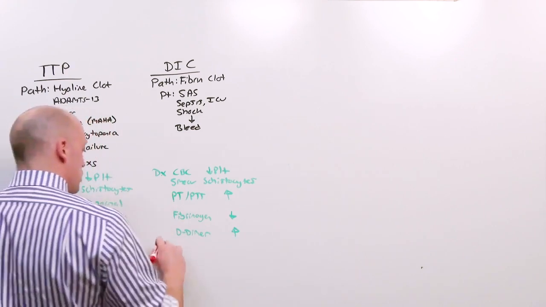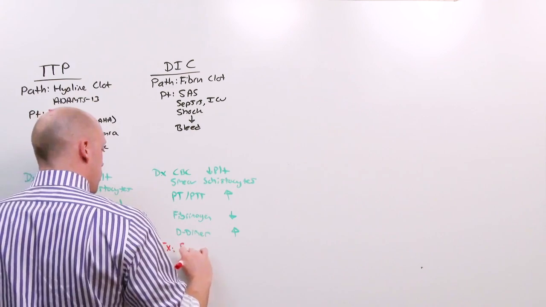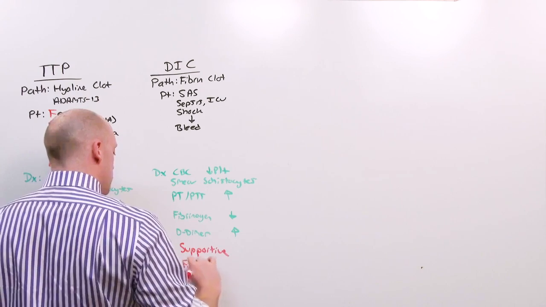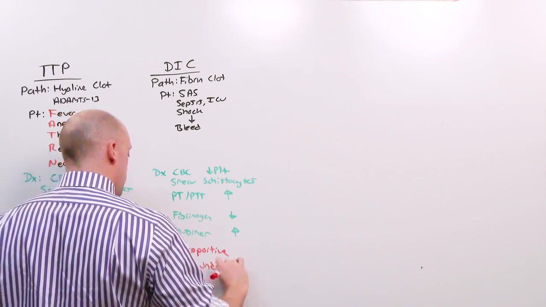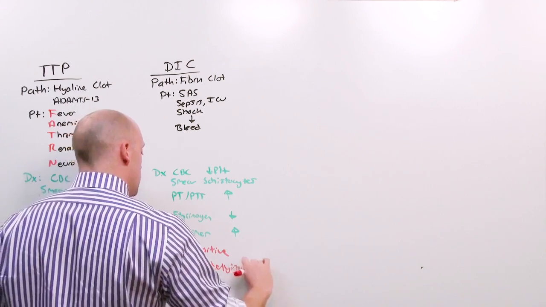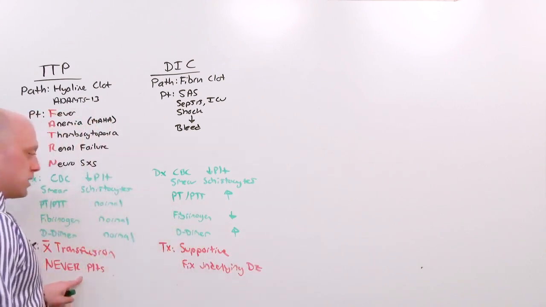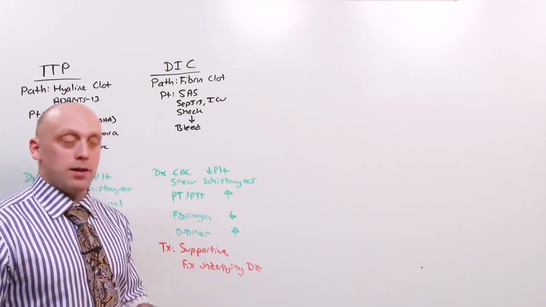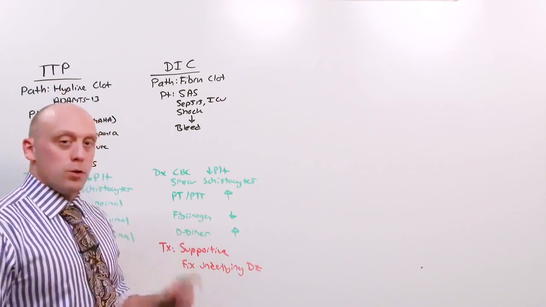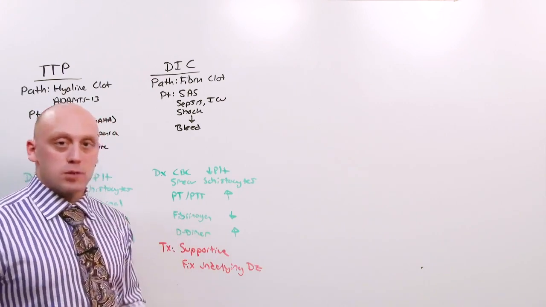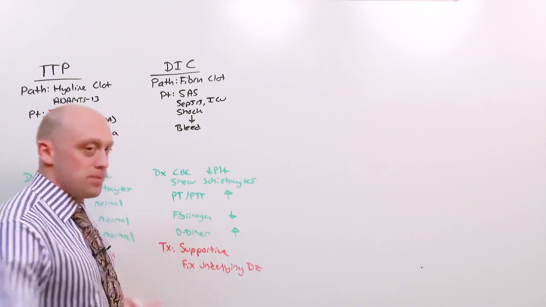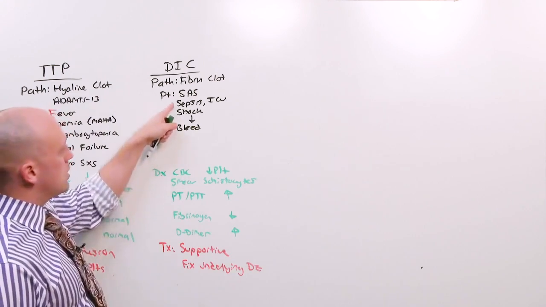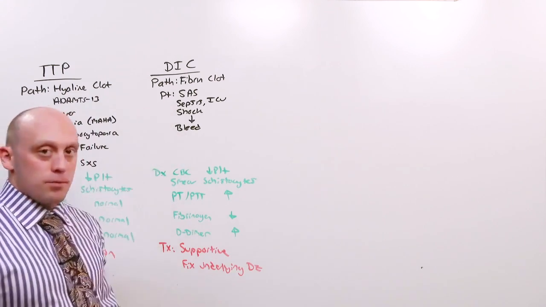This person, the way you treat them, is strictly supportive. You have to fix the underlying disease. And unlike TTP, where you do not want to give platelets, supportive care means transfuse whatever they're not having. If they've got low hemoglobin, give them blood. If they've got low platelets, give them platelets. If they've got low fibrinogen, give them fibrinogen. But the goal is to reverse the shock or the sepsis that tipped all this off.